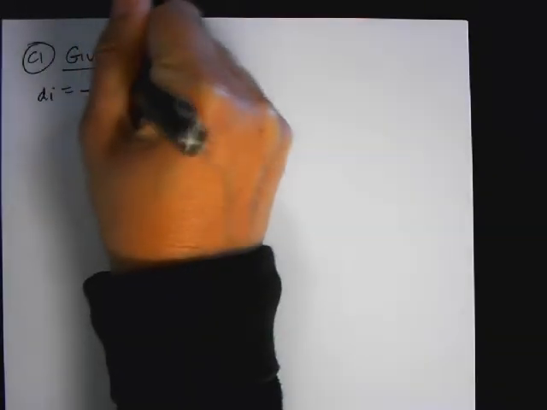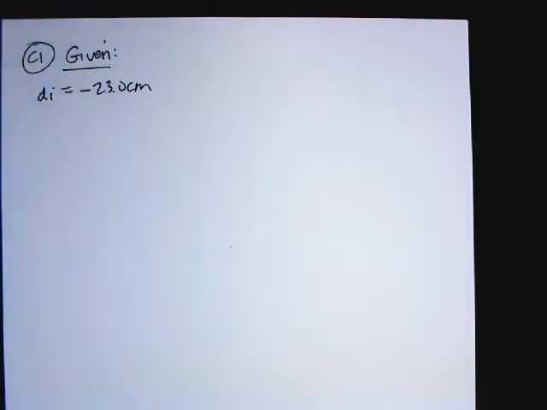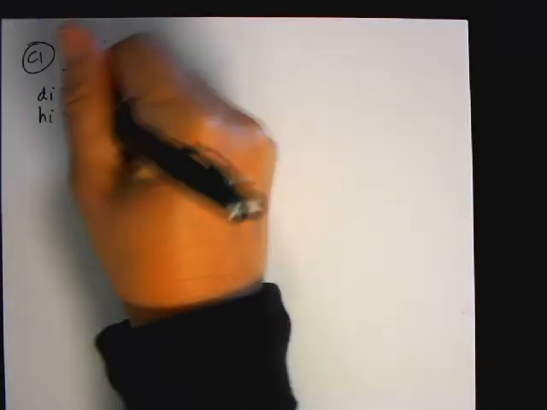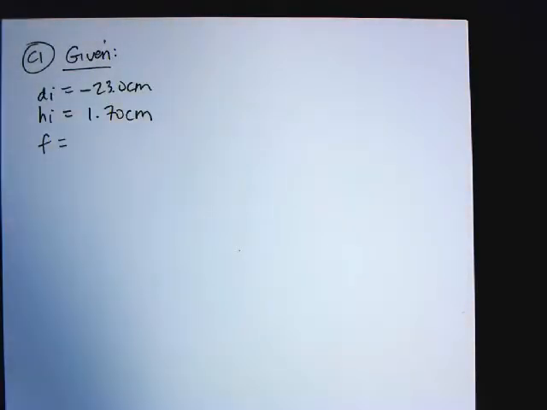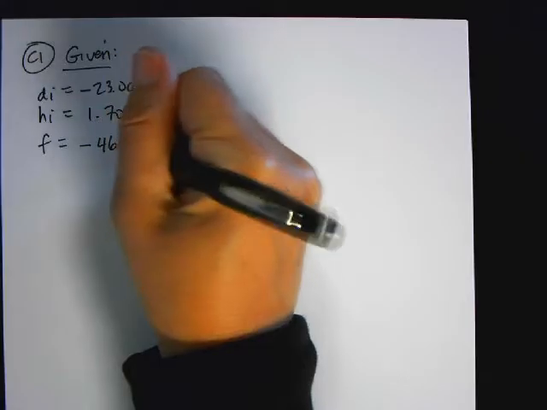So let's start off and just do C1. C1 says, the image of a crayon appears to be 23 centimeters behind the surface of a convex mirror. So when we write our given, di is equal to negative 23 centimeters. It's 1.7 centimeters tall, so hi is equal to 1.7 centimeters. If the mirror's focal length is 46, now remember with convex, because of the sign convention, it's always going to be negative. So this is negative 46.